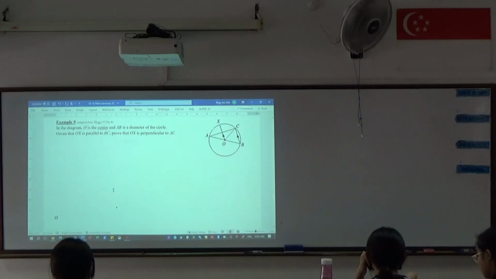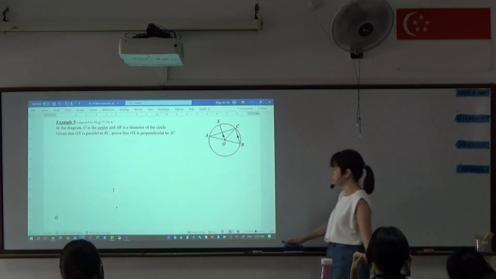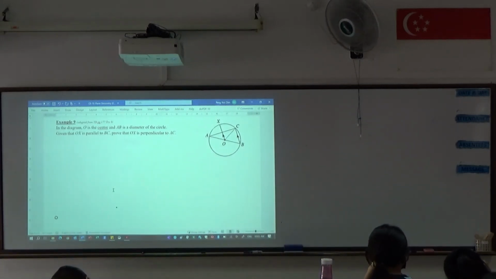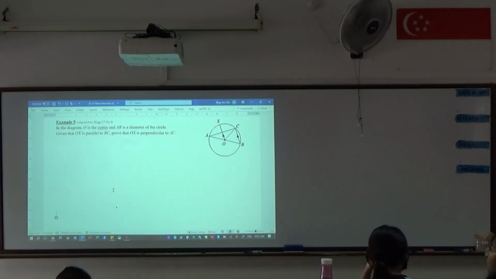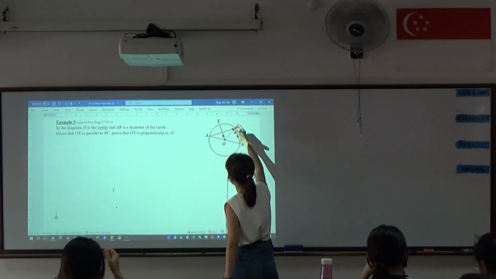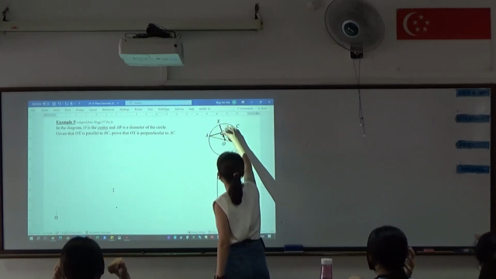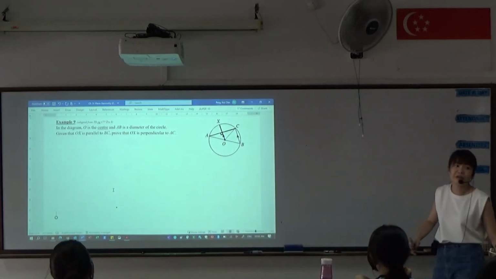So let's look at example 9. We are given this diagram where O is the center and AB is the diameter of the circle. Given that OX is parallel to BC, we want to prove that OX is perpendicular to AC. This indication that I made in black is what we want to prove.